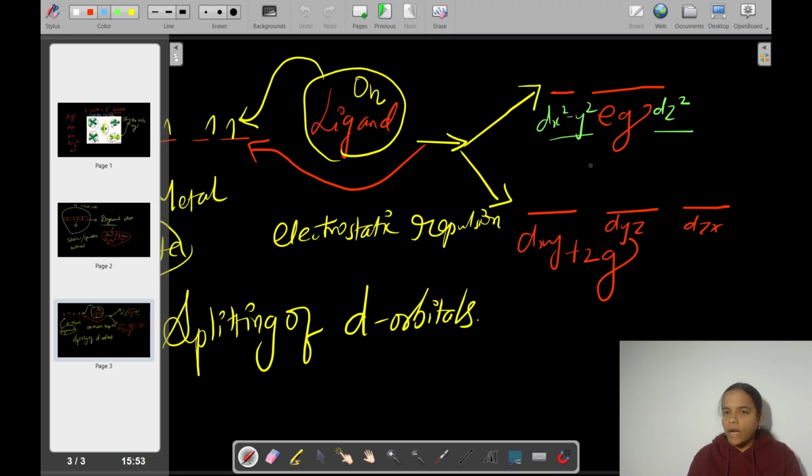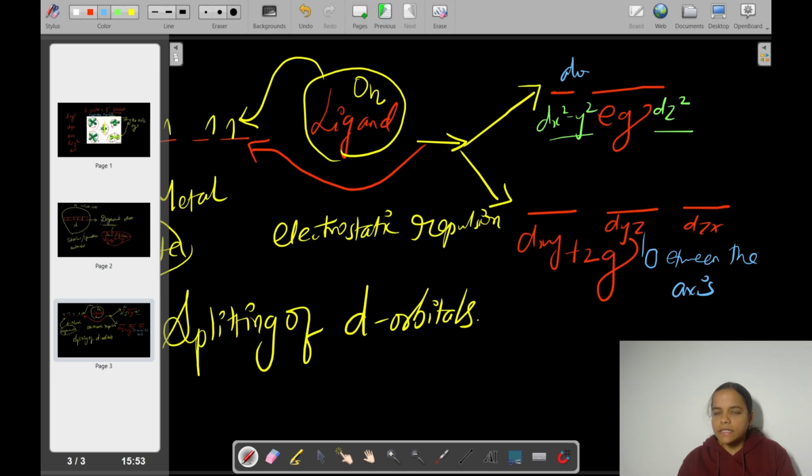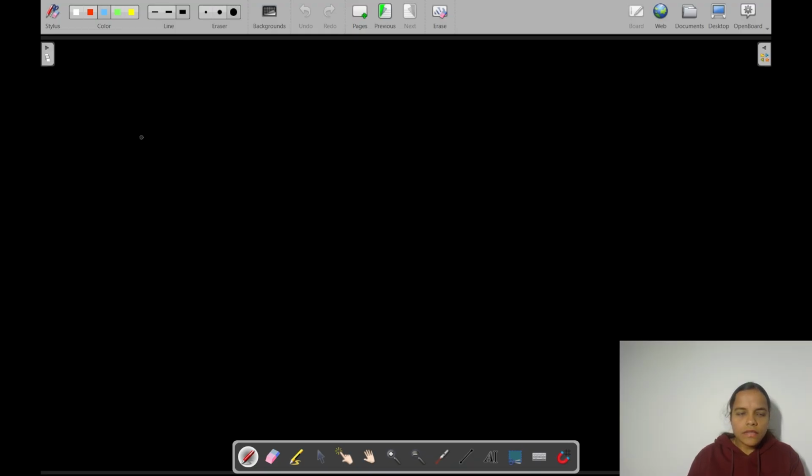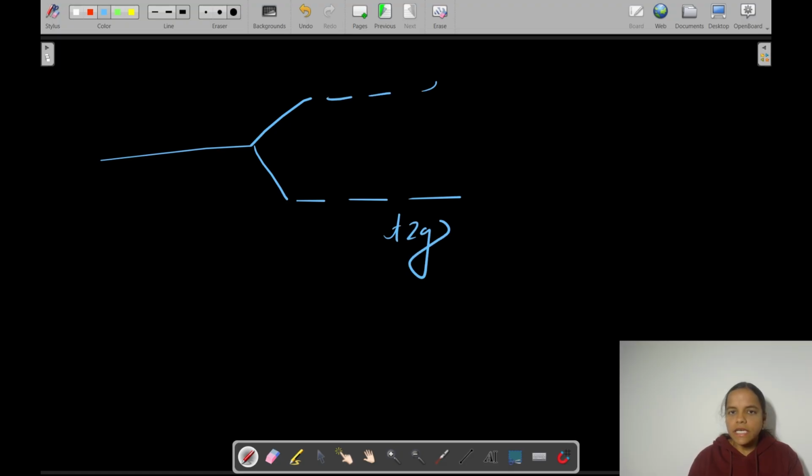So we now understand why there are triply degenerate orbitals, because these are in between the axis. Because these are in between the axis, and in this case, this is along the axis. And so we now see that the degenerate d orbitals are getting split into triply degenerate T2g and doubly degenerate Eg.